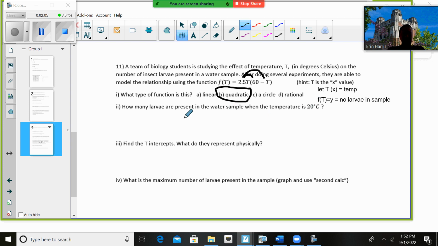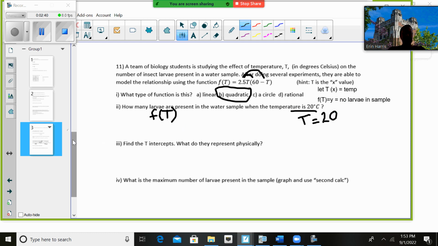Number 2 is the easy part of this problem. How many larvae are present? So the number of larvae is the output, the f of t. This is the output when the input is 20, so when t is 20. Like I said, when you have to plug in, I joke with students that they randomly plug in because you do have a 50-50 chance. They randomly plug in and hope for the best. But that's just where you look at your let statements. When I want to know how many larvae, I look here and say, oh, that's the y value. That's the output. Temperature is the input.